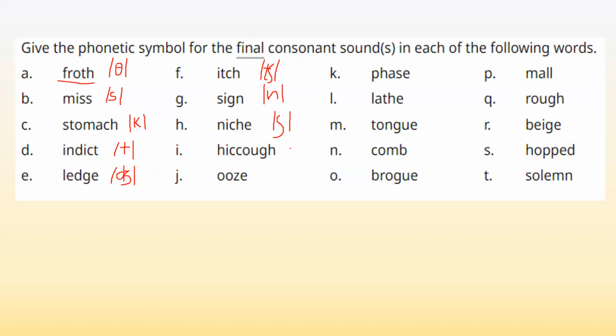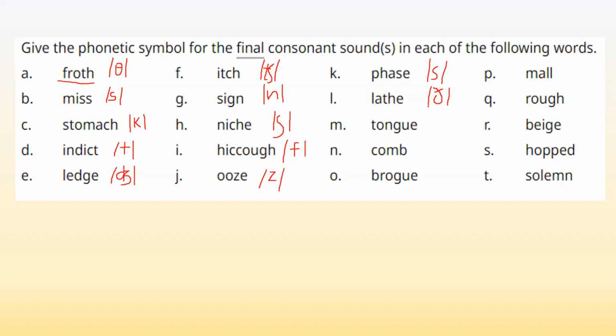The next word, hiccup. So p is the final consonant. Fuzz, z, final consonant. And the next word, pace, pace. S is the final consonant. And lead, lead, the final consonant is d, right? Lead.